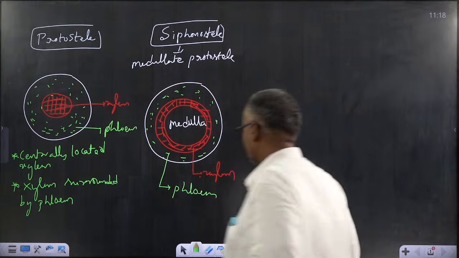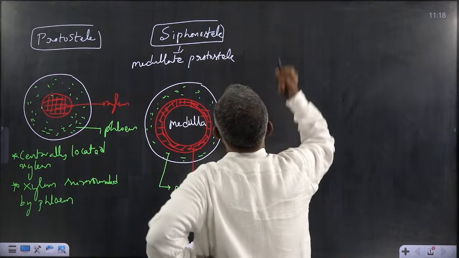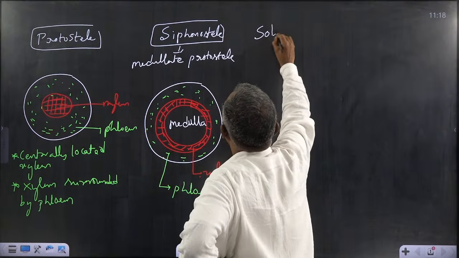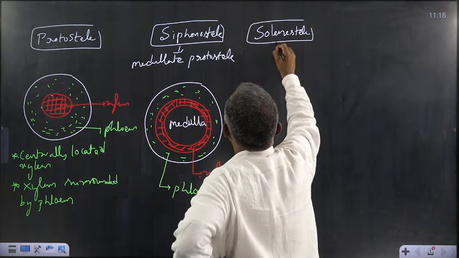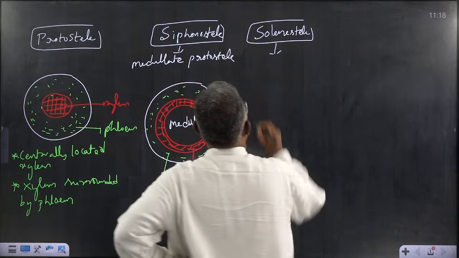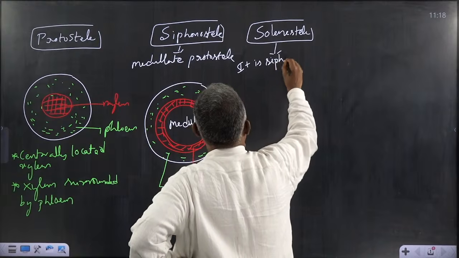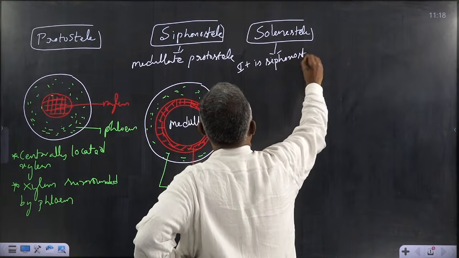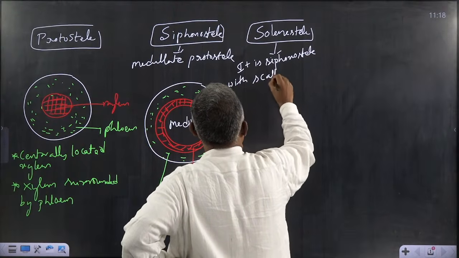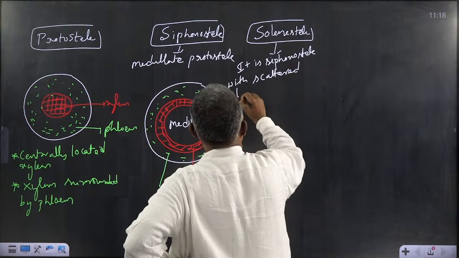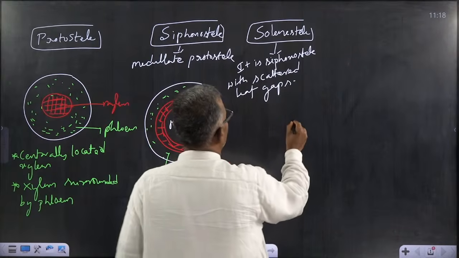Okay. Next, the third one, solenostele. Solenostele is nothing but a siphonostele with scattered leaf gaps. I will show you in the diagram so that you will get the clarity.